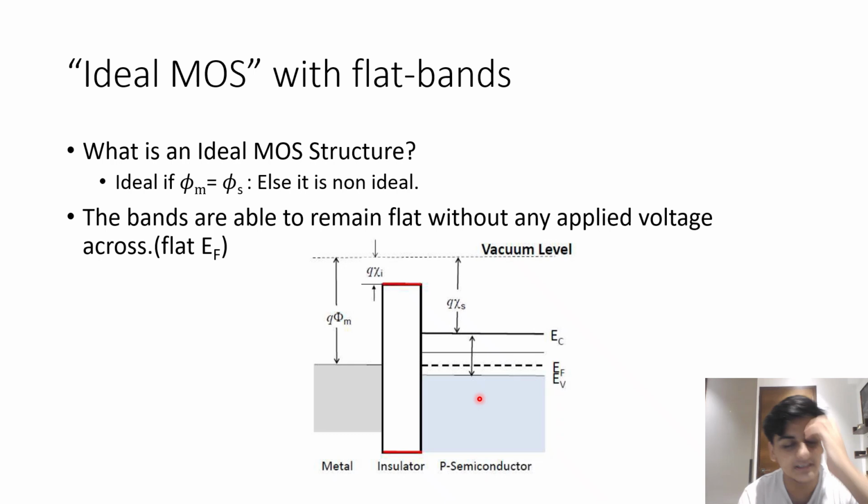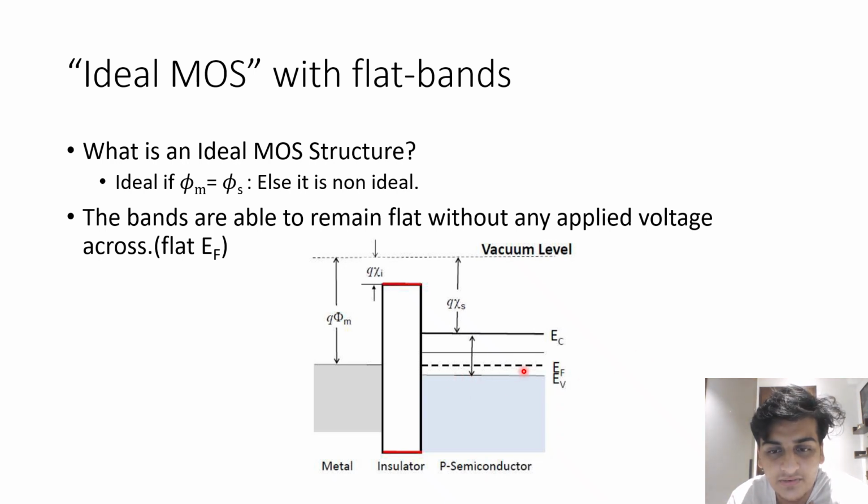This is essentially just the band diagram of this MOSFET. And remember, the oxide is the insulator. So, this is the electron affinity of the oxide. This is the electron affinity of the semiconductor. This is the work function of the metal. This is the work function of the semiconductor, etc. So you can see that.